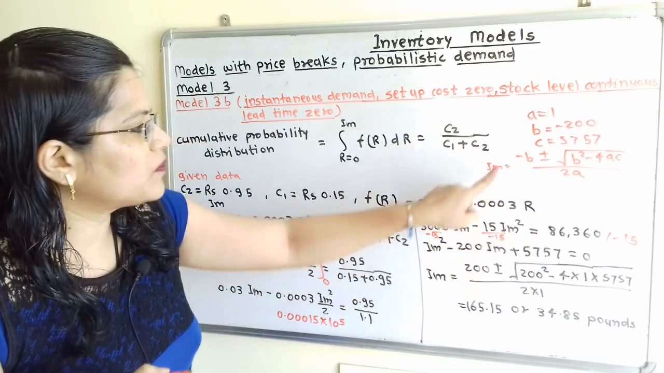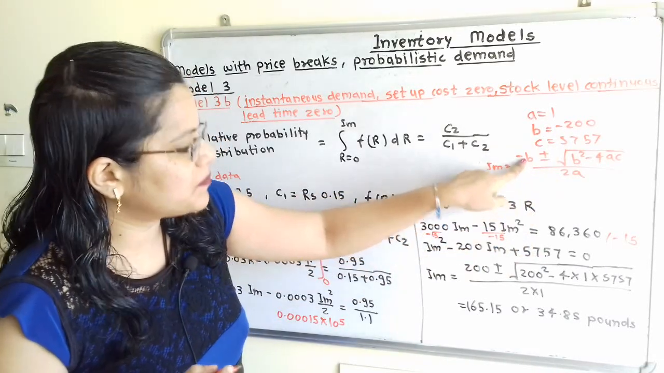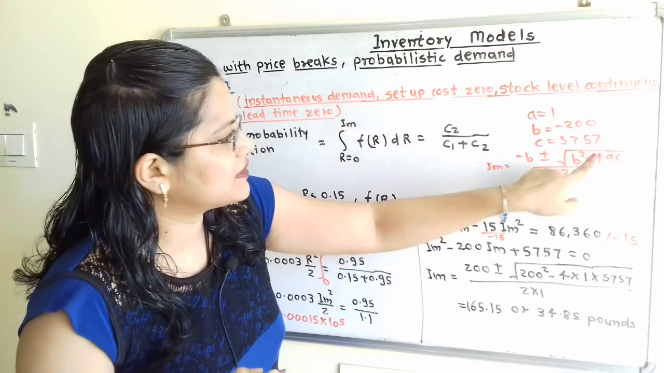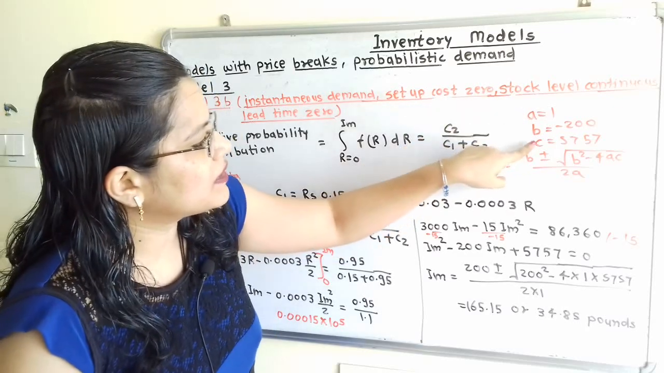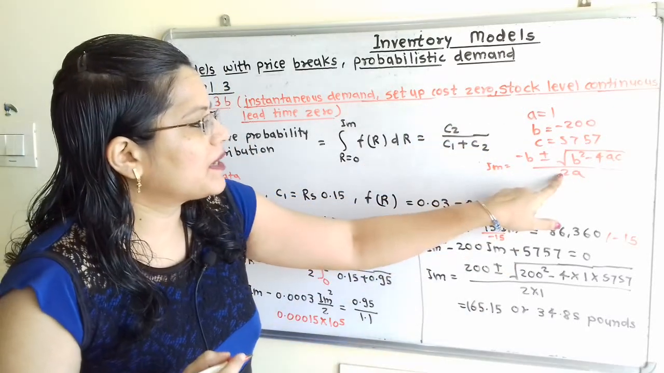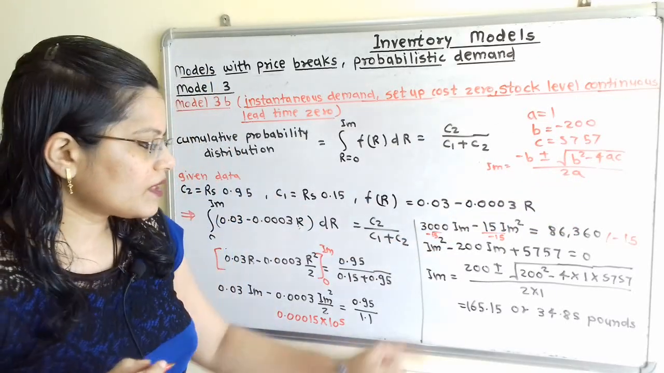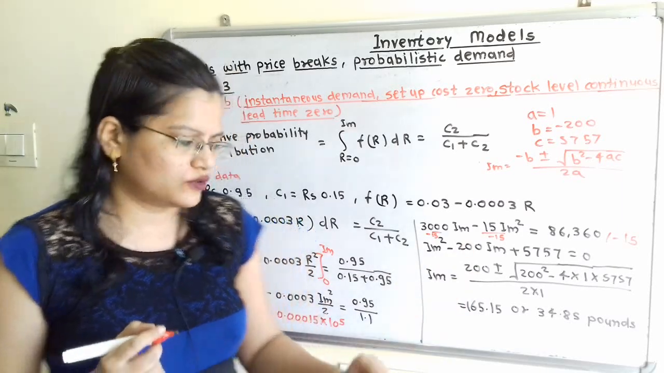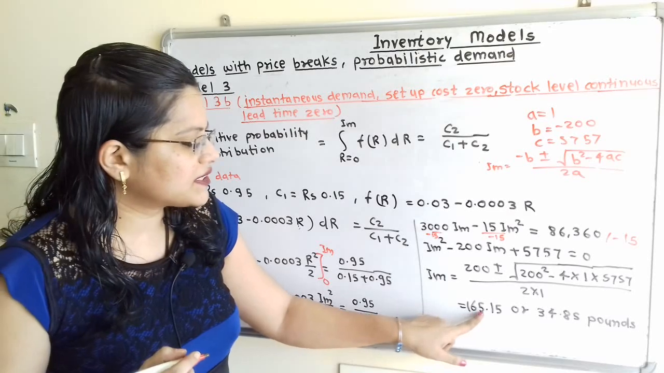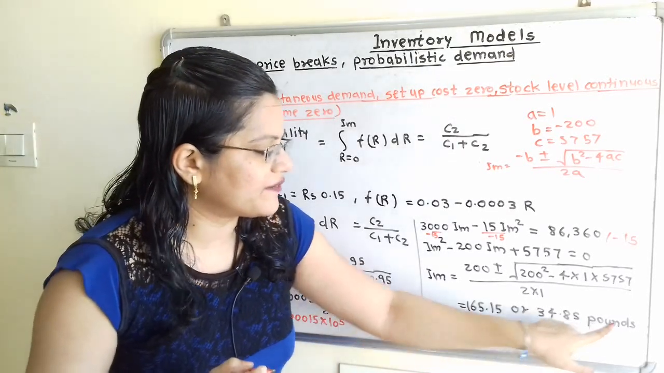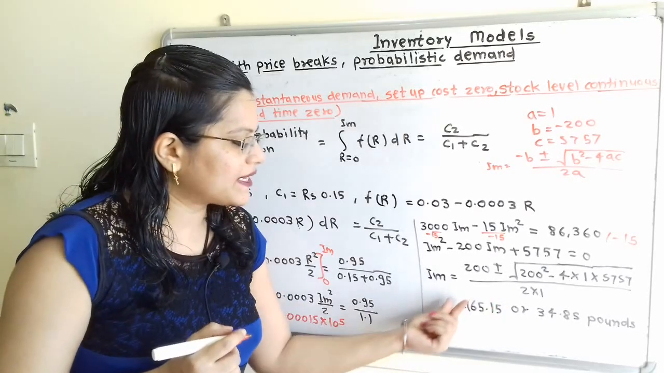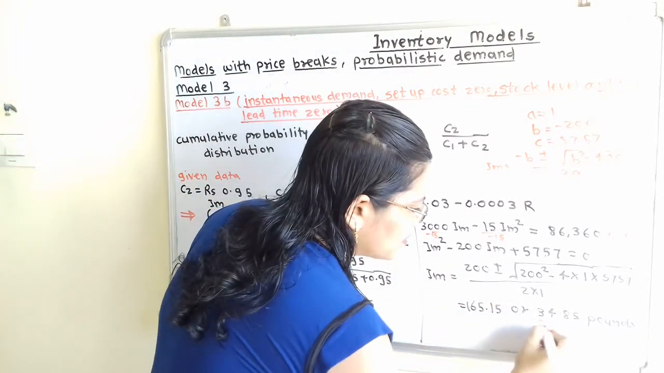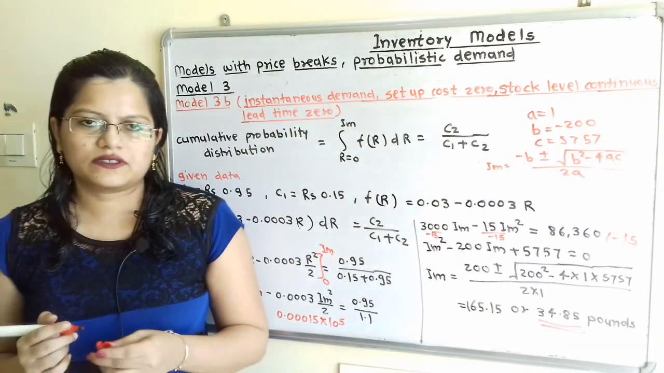So according to this formula we can write minus (minus 200), that is plus 200, plus minus under root of 200 square minus 4AC, that is 4 multiplied by 1 multiplied by 5757, divided by 2A, that is 2 into 1. If we solve this, because there is a plus sign and a minus sign, there are two values. The values of Im are 165.15 or 34.85 pounds. Now this question is not applicable for values above 100 pounds. So we have to refer, this is the answer, 34.85 pounds.